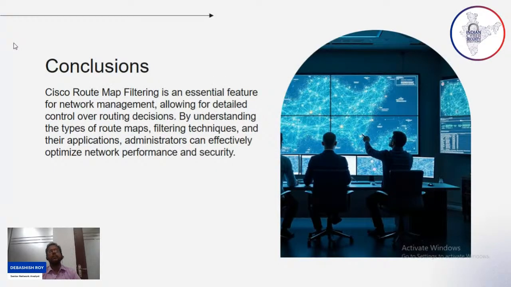So we can conclude that Cisco route map filtering is an essential feature for network management. It allows detailed control over routing decisions and path manipulation, because traffic engineering is a part of our network decisions nowadays, and we must understand these route map filtering techniques and their applications. By doing that, administrators can effectively optimize network performance and security. So there is no question on that. If you are selecting a path, say there are paths to two different ISPs, or two paths to the same ISP, which path should the data take? For that you have to do path manipulation, and route maps can be used.